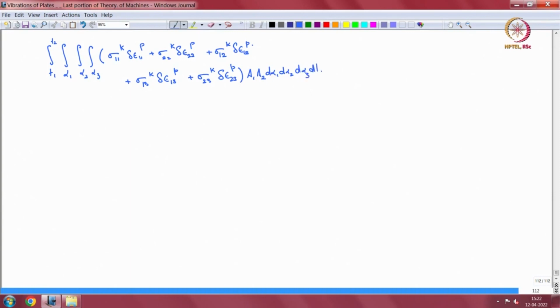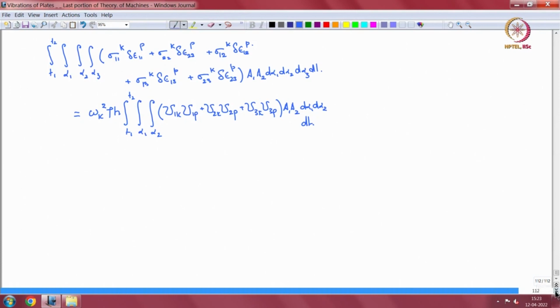And that on the other side is going to equal omega k square rho h, integral t1 to t2, integral alpha 1, integral alpha 2, of u1k u1p plus u2k u2p plus u3k u3p, A1 A2 d alpha 1 d alpha 2 into dt.